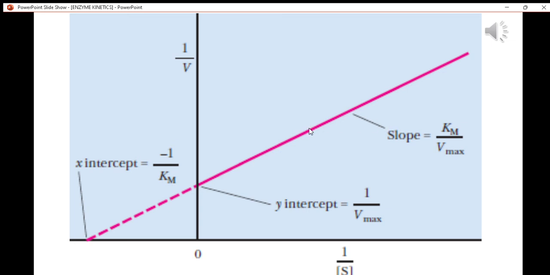And this LB plot has one more importance. Presence of any type of inhibitor in the reaction medium can be identified from this LB plot. How do we do it? We will see when we come to enzyme inhibition.